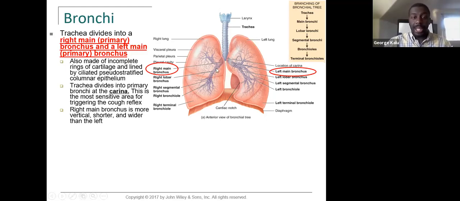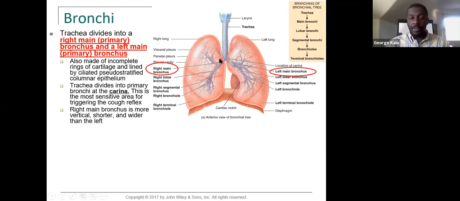Okay. And the reason for that is because it's more vertical, so gravity helps it to fall more easily into that bronchus than the left one, and it's wider, so it has a larger area. Things will most likely get lodged in the right bronchus than the left one.